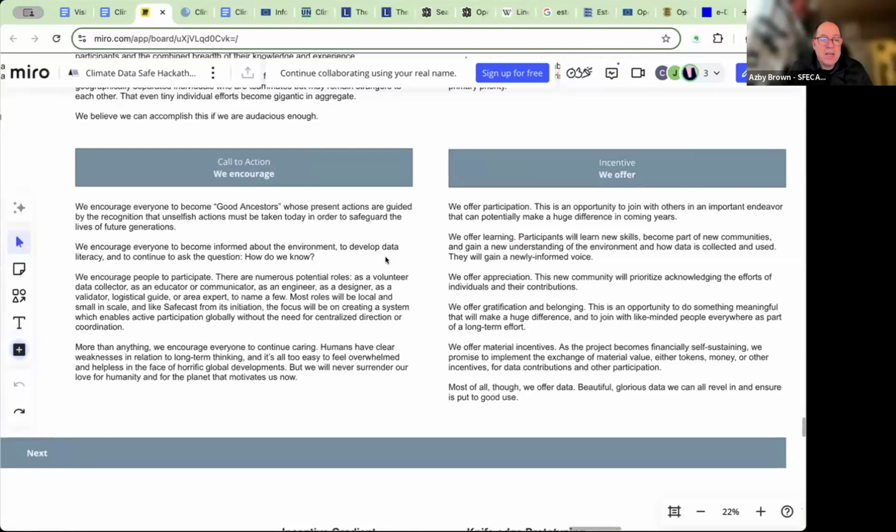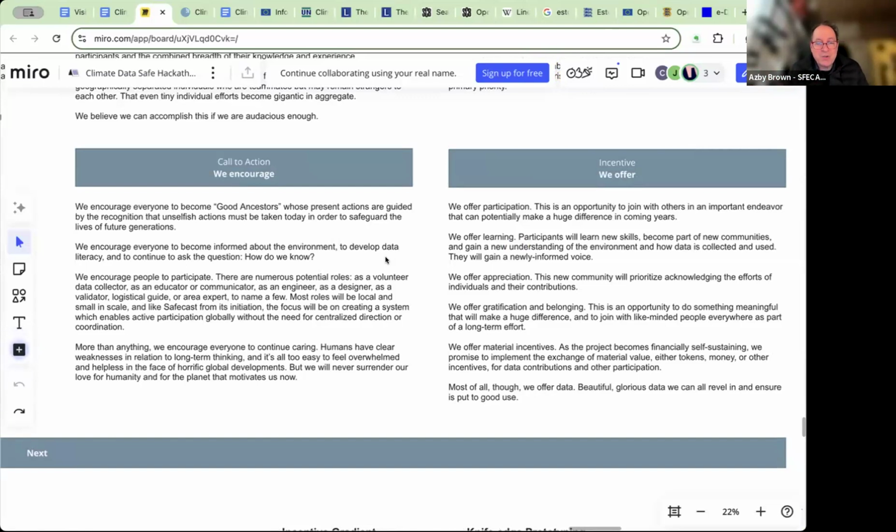We encourage everyone to become good ancestors whose present actions are guided by the recognition that unselfish actions must be taken today in order to safeguard the lives of future generations. We encourage everyone to become informed about the environment, to develop data literacy, and to continue to ask the question, how do we know? There was a bit about the why part from you, Jody, but I don't know where that went. We encourage people to participate.